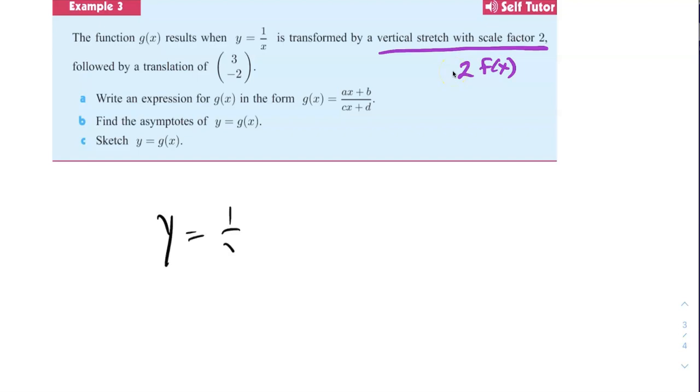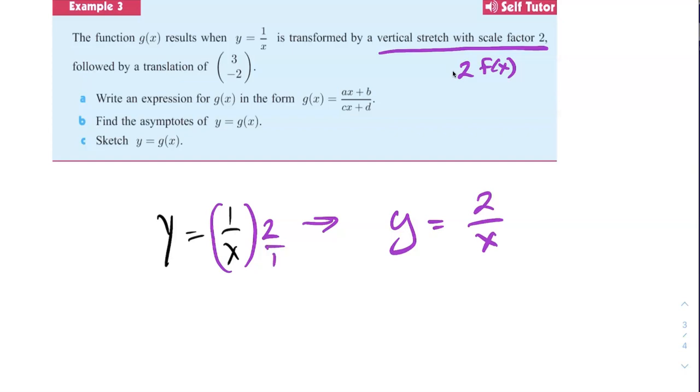So we're going to get 1 over x, and we're just going to multiply that thing by 2. That's going to give us y equals 2 over x. 2 over 1 if it helps. So that's the scale factor. The vertical stretch with a scale factor of 2. That's all that says, right? It's a vertical stretch, so it's on the outside, and telling us what the scale factor is too.